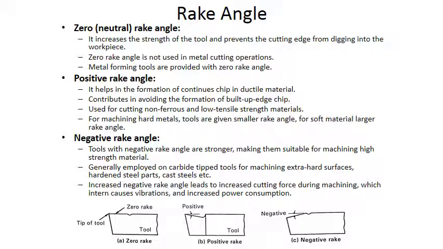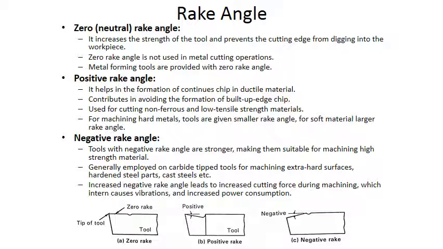In this case, it increases the strength of the tool and prevents the cutting edge from digging into the workpiece. So zero rake angle is not used in metal cutting operations. This is very important: the metal forming tools, used in forming processes, are provided with a zero rake angle. Next you can study units 4 and 5, the forming process. So the zero rake angle tool is used for the metal forming process.